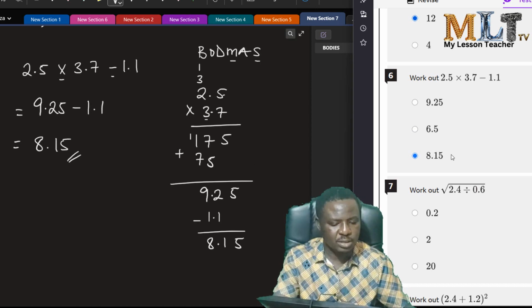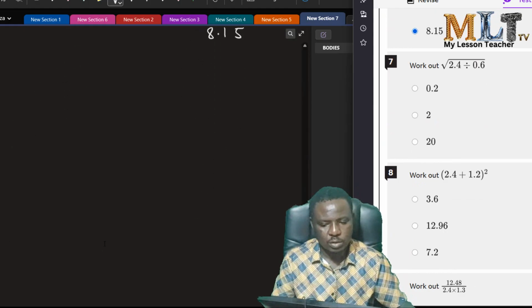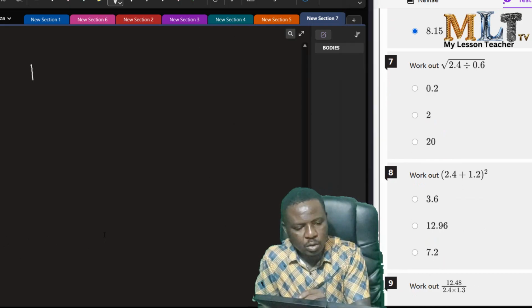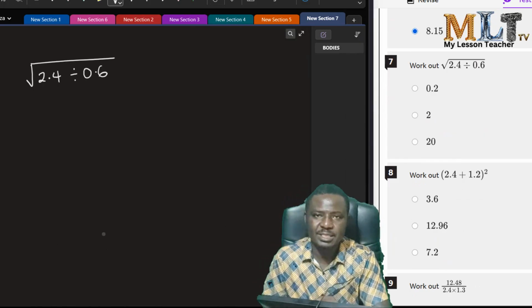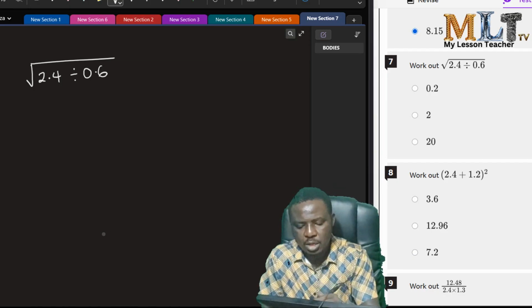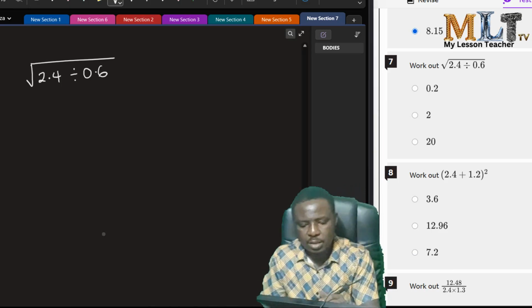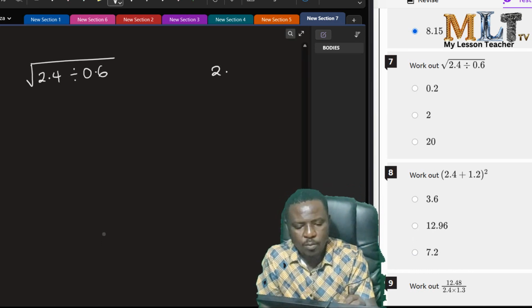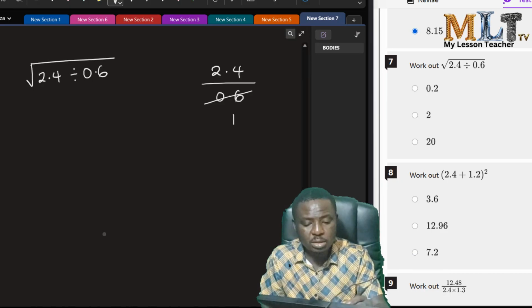Question 7 says work out root 2.4 divided by 0.6. Okay, so you first of all carry out the operation under the root sign. This is equal to 2.4 divided by 0.6. And 0.6 into itself is 1.